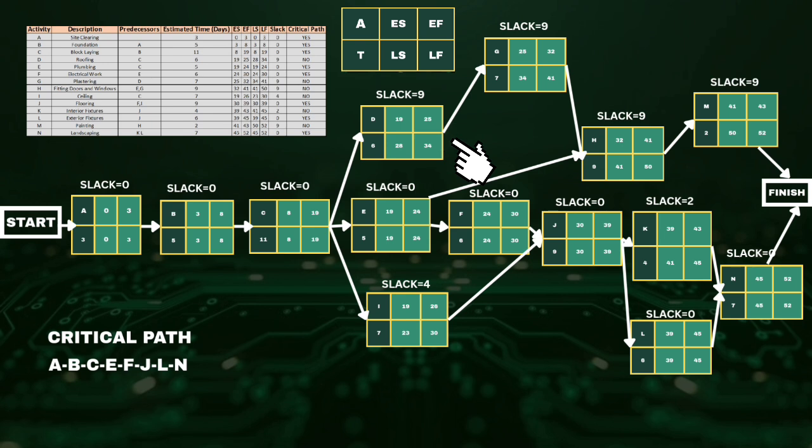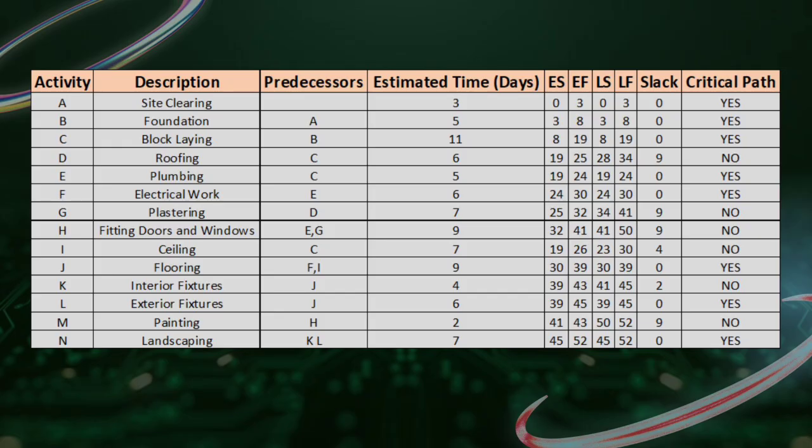For activity D, it will be 9. For E and F, also 0. The slack for G and H will be 9. And for activity I, it will be 4. For J, it will be 0. And for K, it will be 4. For activity L, still 0. And for M, it will be 9. And lastly, activity N is 0, which means those activities with 0 slack cannot be delayed.